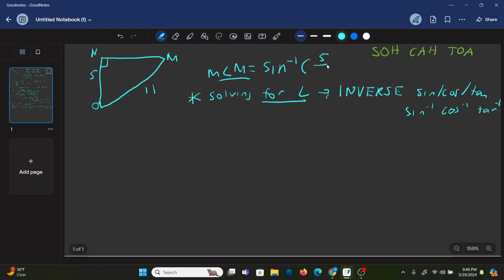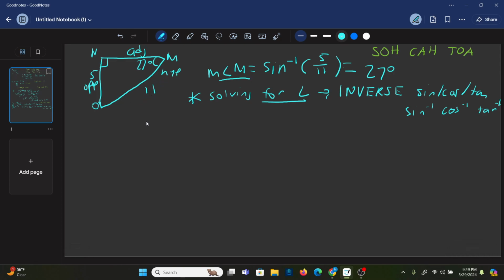and opposite over hypotenuse. This is adjacent. This is hypotenuse. And this is opposite. So opposite over hypotenuse, if we do inverse sine, because again, we're solving for the angle, 5 over 11, we would get the angle measure, which is 27 degrees. So this is 27 degrees.